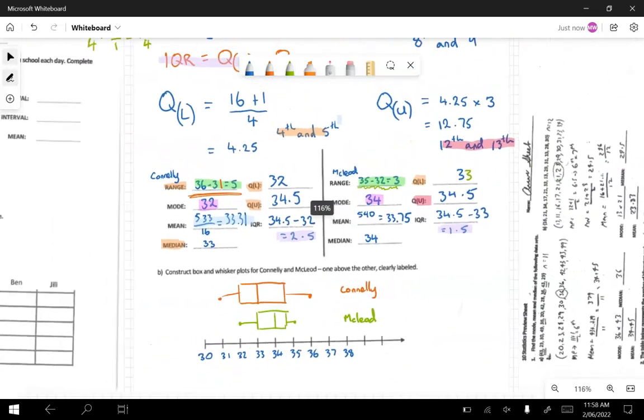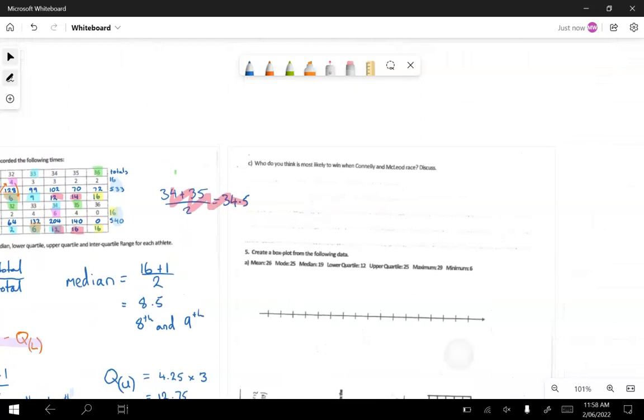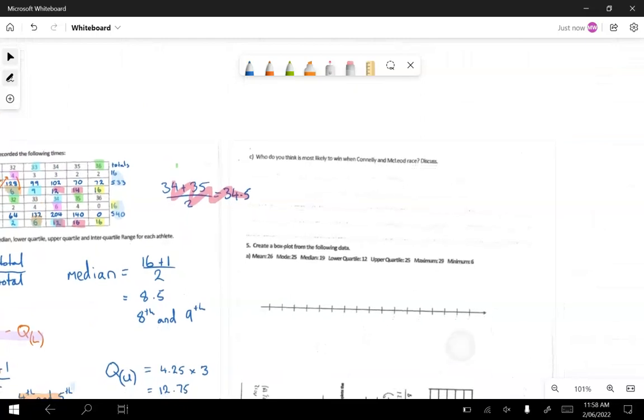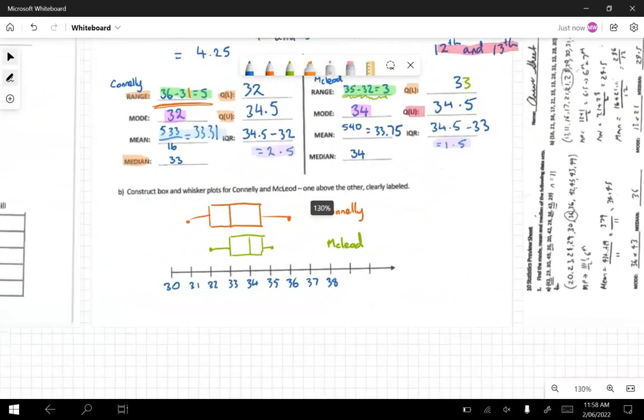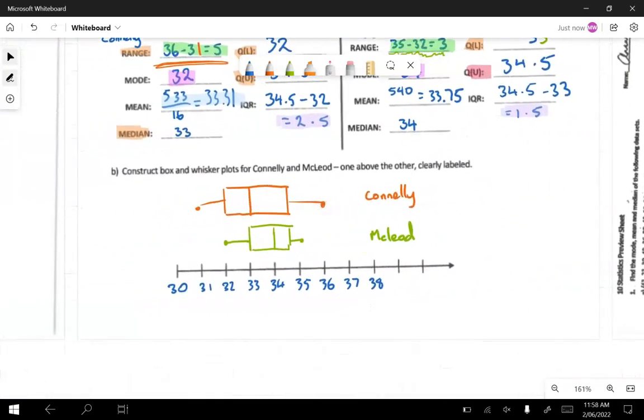All right, now we better talk about this. The next question is, who do you think's most likely to win when Connolly and McLeod race, and discuss it? Instead of writing, I'll just talk, okay? The first thing to be super careful of, in a test it would be easy to start talking about the largest number being the best thing. But in this case, it's a race, so you're looking for the smaller of the numbers. Chasing the smallest number, because you win a race by getting the shortest amount of time, not taking the longest to finish it. So when we're talking about these, these two pieces of data are really tight.